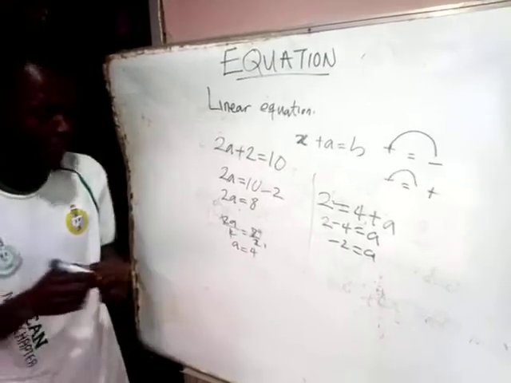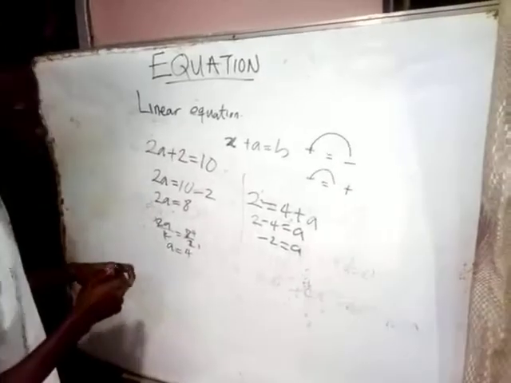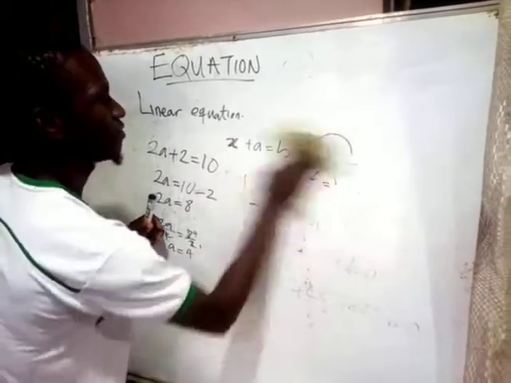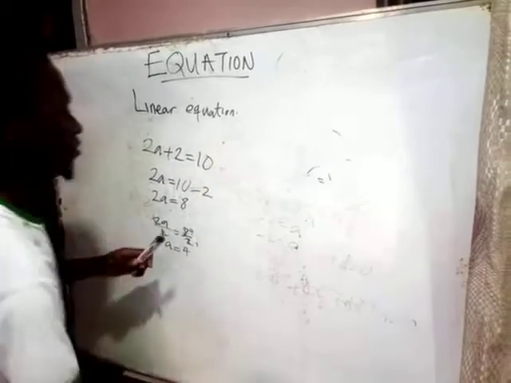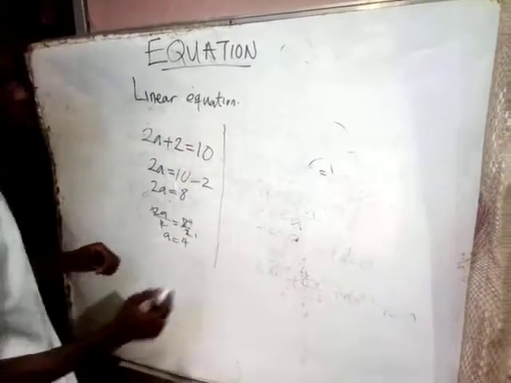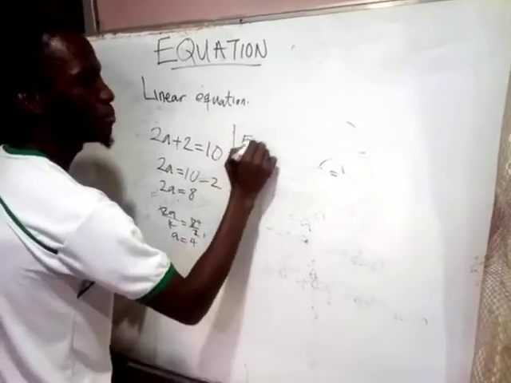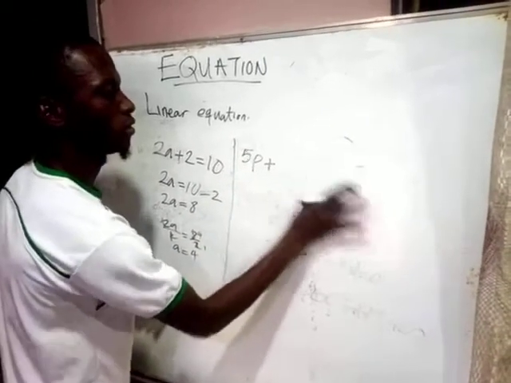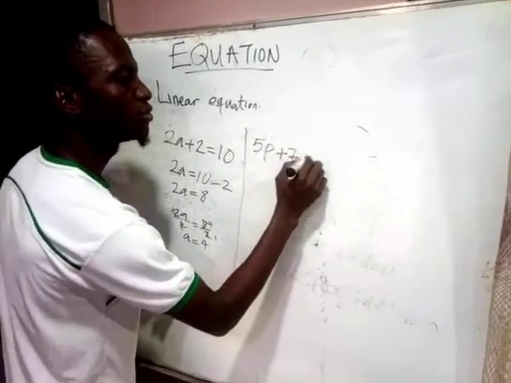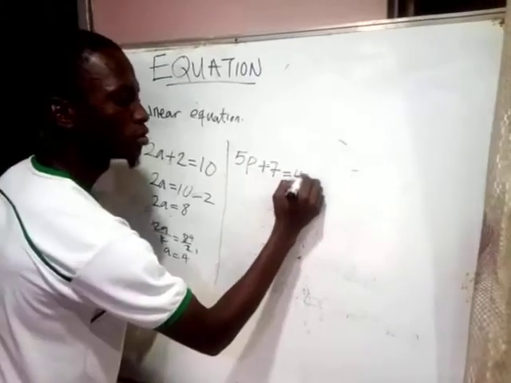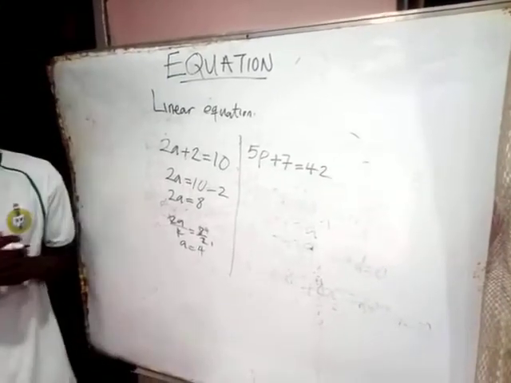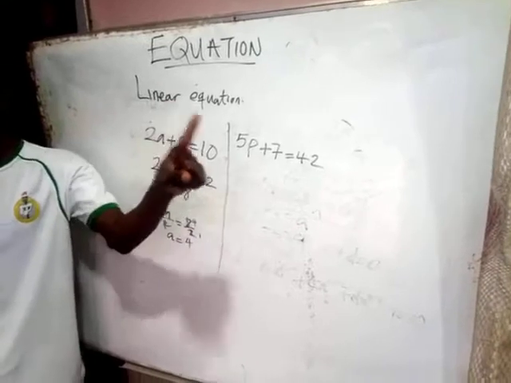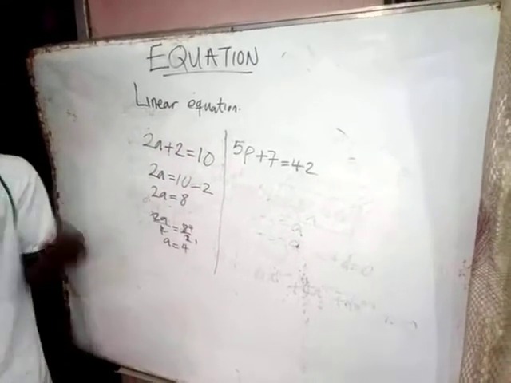I should do another example. Yes. So let's have 5p + 7 = 42. 5p plus 7 equals what? 42. How do we do it?